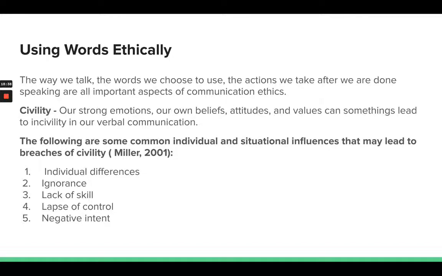We felt like no matter what we said, we can't get anything across to them. And that can be extremely challenging. Lack of skill: if we aren't very skilled in communication, incivility is quickly nearby. A lapse of control and negative intent. So sometimes we have conversations with people and we're out to get them. I mean, we just go into a situation guns blazing. We have our message ready.